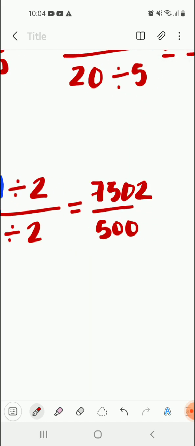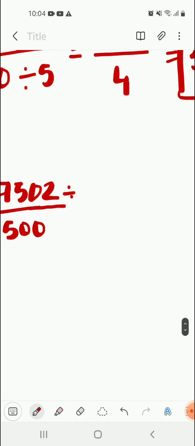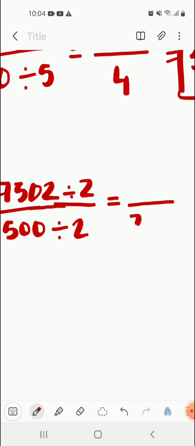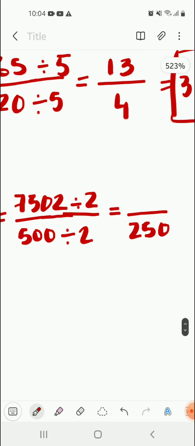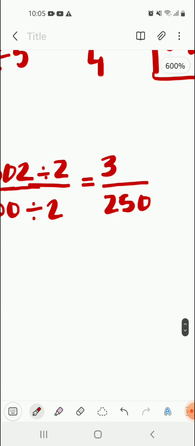Again, it's possible for us to divide the number with 2 since both are even numbers. So 500 divided by 2 becomes 250, and 7502 divided by 2 becomes 3751. After this, it's not possible for us to divide the number any further.